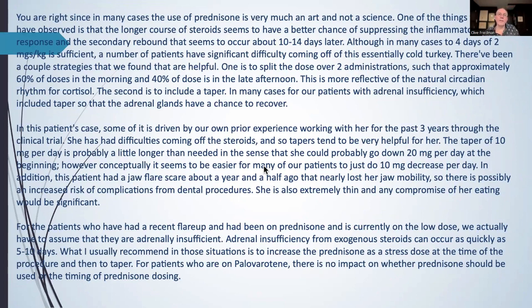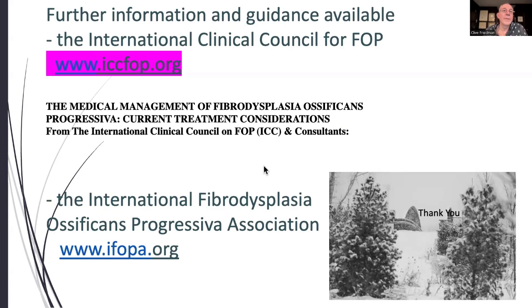And this was just one of the patients that we had. I'm not going to go through all of this with you because it's in more detail, and this is an issue that you folk are much more familiar with than I ever will be. So for further information and guidance, I encourage you to have a look at the treatment guidelines on the ICC website. It's a good 120-page document where you can look up your particular area of expertise and see what is recommended for you. And then, of course, the IFOPA have extensive information on their website.